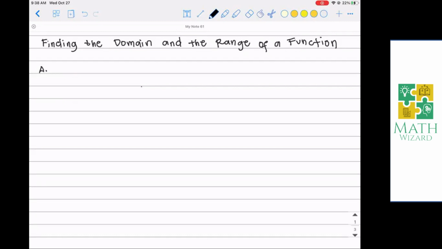So to move forward, the first topic natin in finding the domain and range of the function is getting the domain and range ng isang linear function. Magsimula tayo kay linear functions. What do we mean by a linear function?